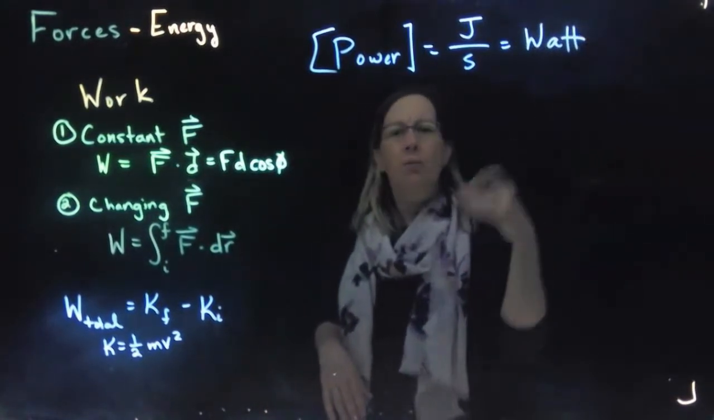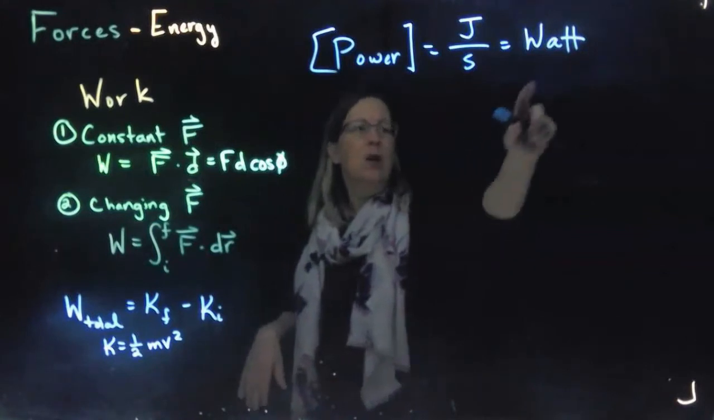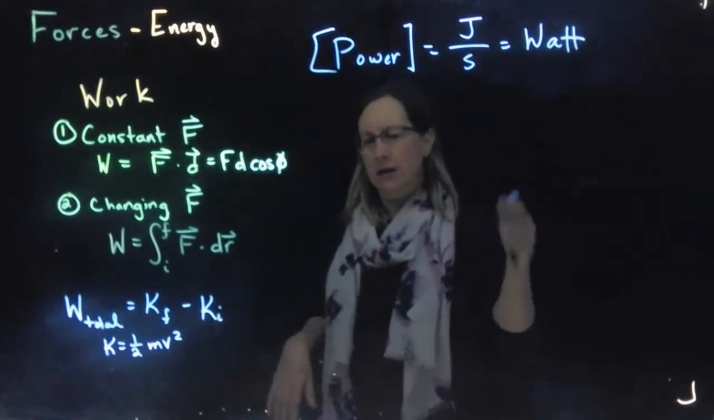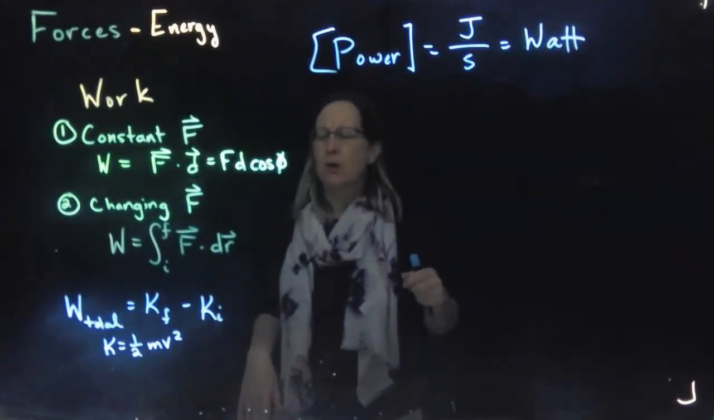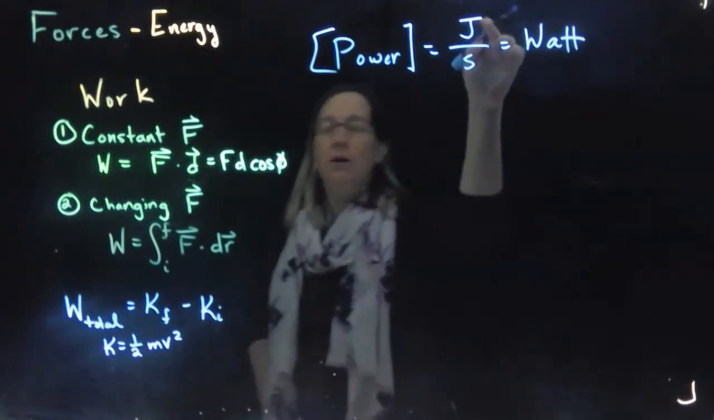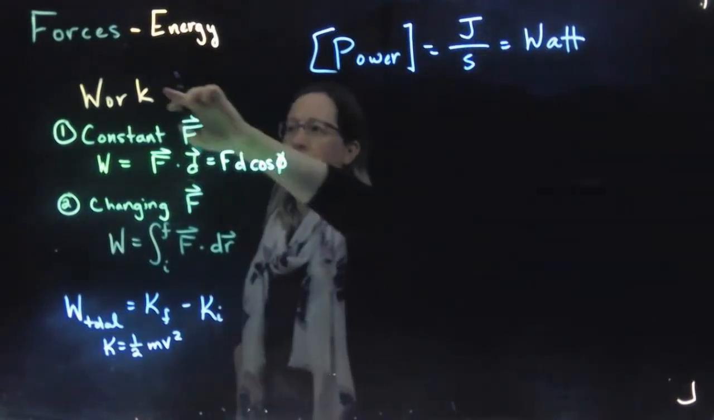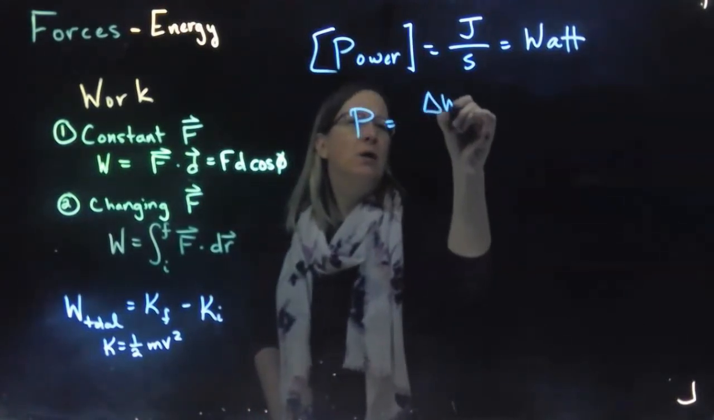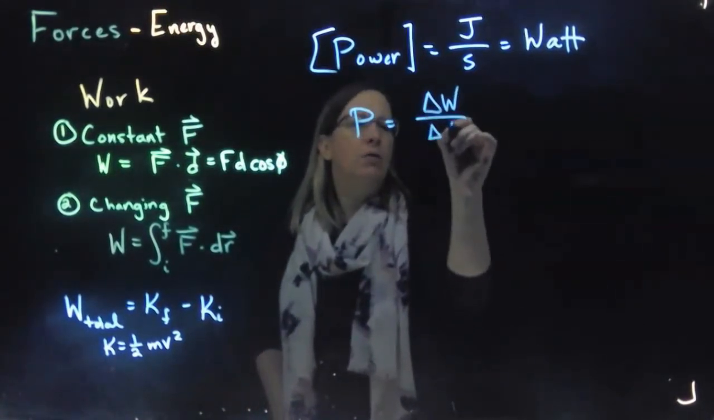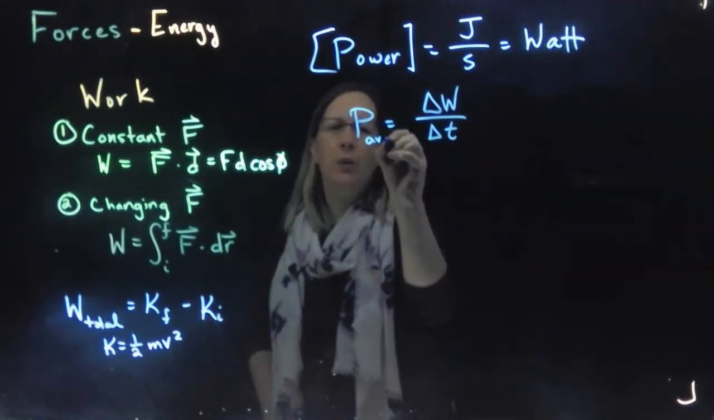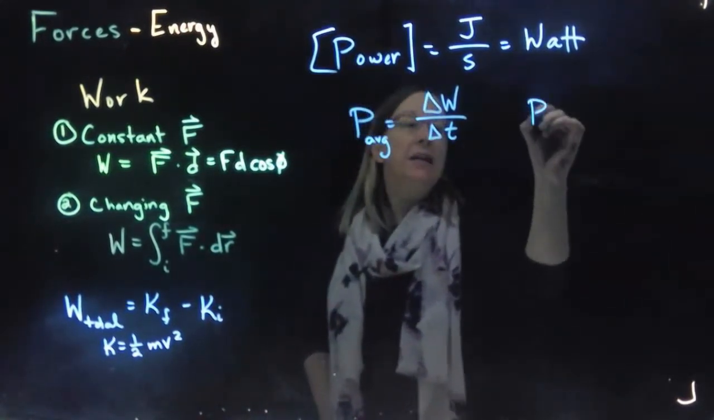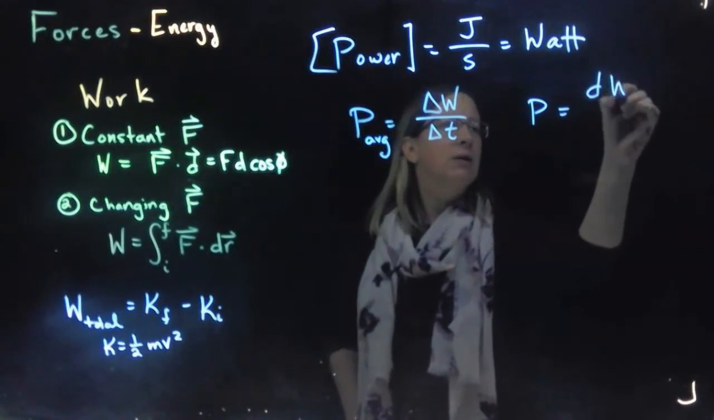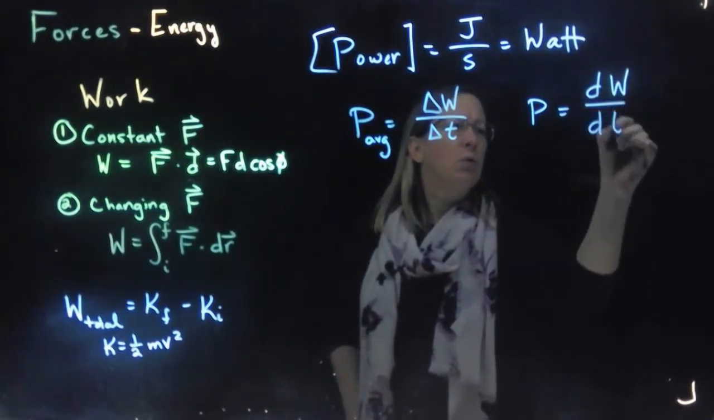So when we talk about the power of our light bulbs, that's how many joules per second of energy it uses. So power, then, if it's energy per second, is going to be work per time. So power is work over time. This would be average power. And then our instantaneous power, of course, is the derivative of work with respect to time.